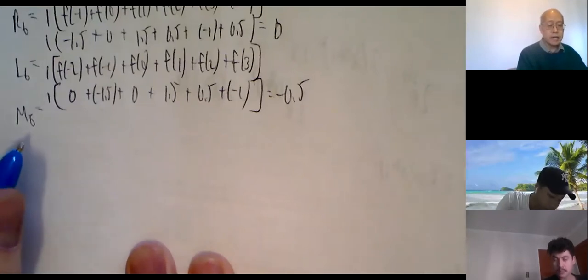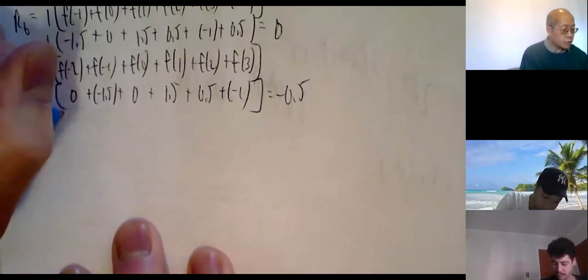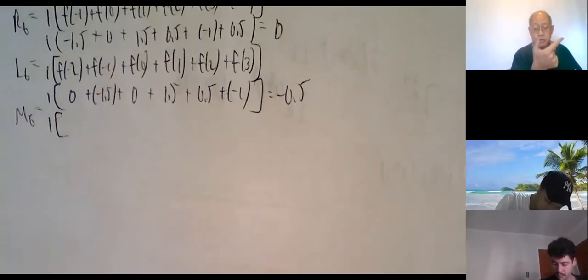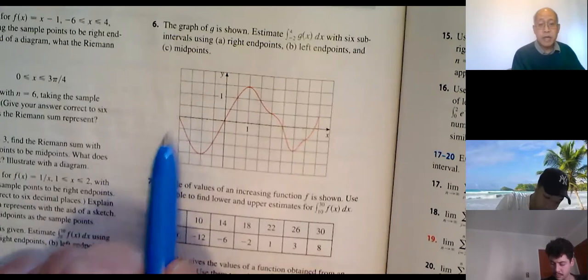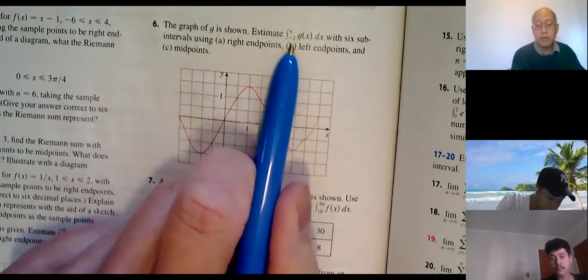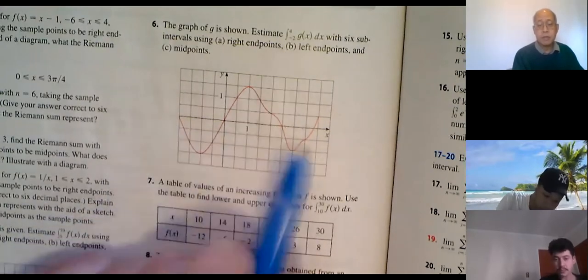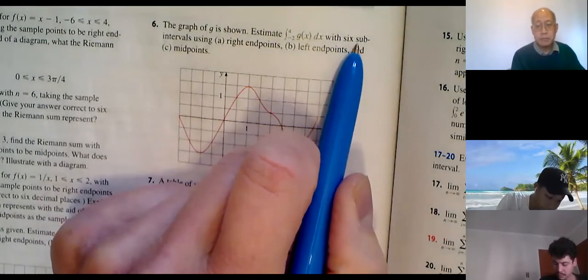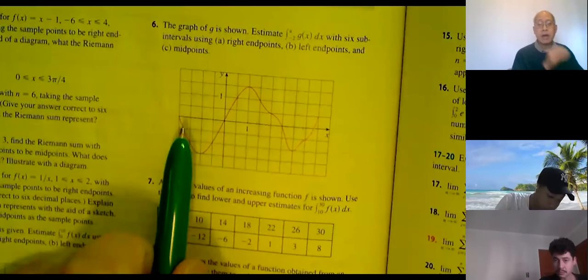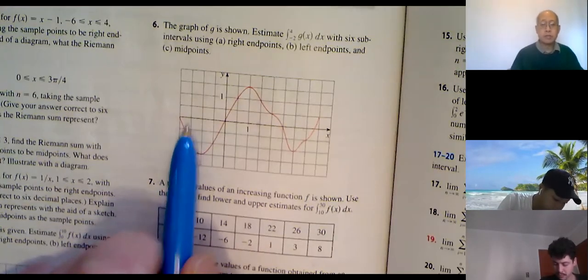Okay, and then M6, I do all the midpoints. Again, your bases are still going to be 1. How come? The distance from -2 to 4, which is what I'm trying to estimate the integral from, is still 6 units. I'm chopping it into 6 pieces, so all the bases are 1. Now I need to evaluate the function at all the midpoints.